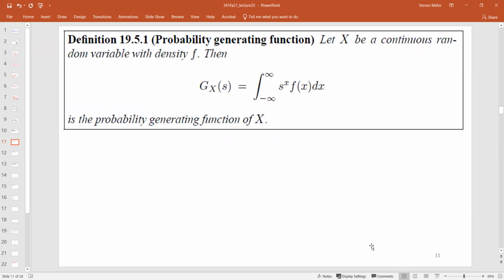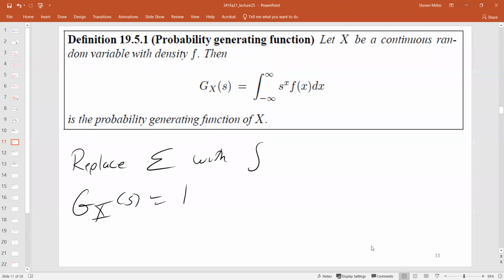So the next is the probability generating function. If we have a continuous random variable with density f, then the generating function of x is just the integral of s to the x times f of x dx. And this will be true for whichever values of s this exists. Is this really a surprising definition? No. This is basically replacing the sum with an integral. And again, the generating function would just be the expected value of s to the x.